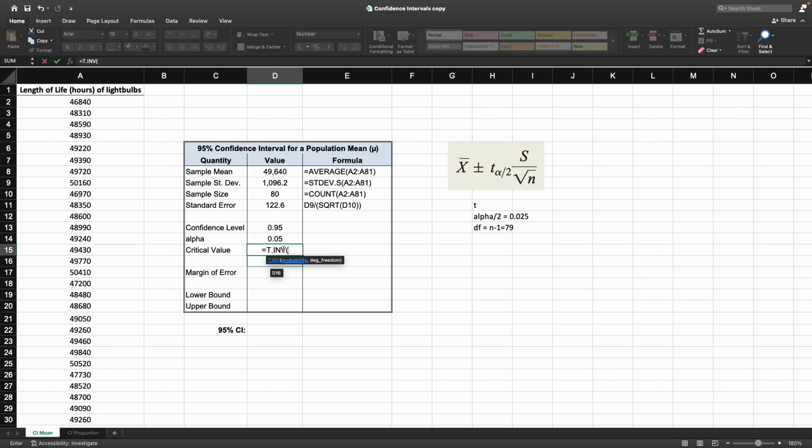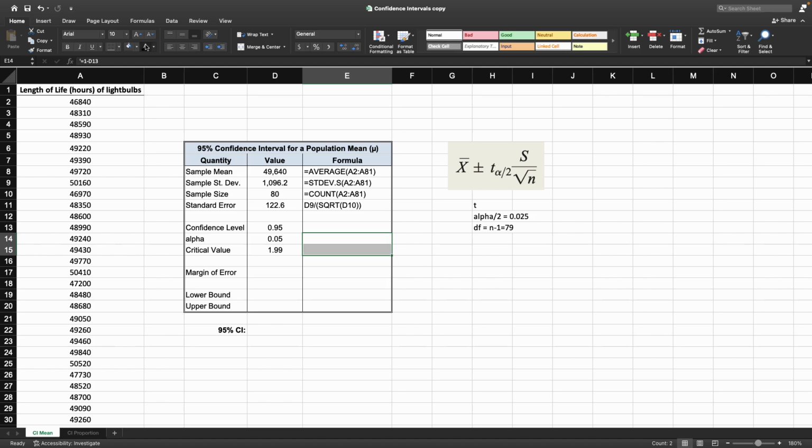And if we just give it alpha over 2, it's going to give us a negative value. We want a positive value. So whenever we're doing confidence intervals, we're just going to do 1 minus alpha divided by 2. That's how we are going to put in our probability for T.INV. Okay, and now, comma, degrees of freedom. So that's going to be 80. So I'm going to click 80 minus 1, because it's n minus 1 degrees of freedom. Close the parenthesis, enter. Okay, so we now get our critical value of t.